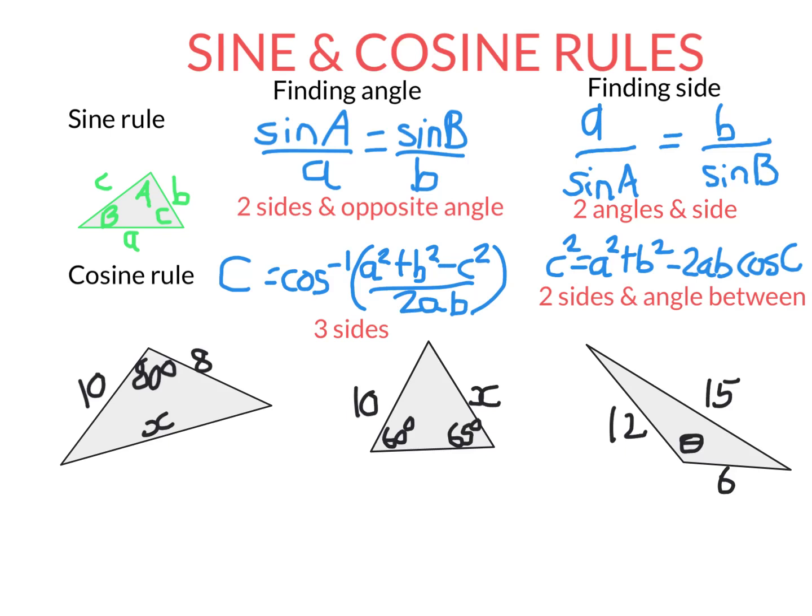Thank you so much for tuning into this video in which we will go through the sine and cosine rules. You use these to find unknown angles and sides in non-right angled triangles. For non-right angled triangles, we don't use SOHCAHTOA.